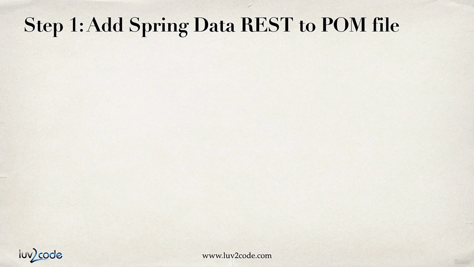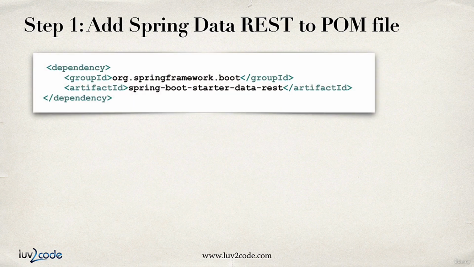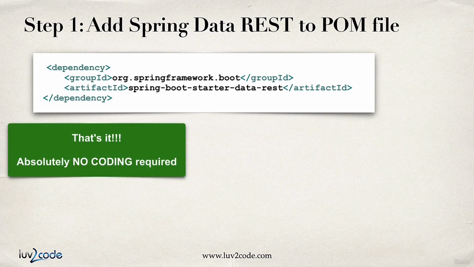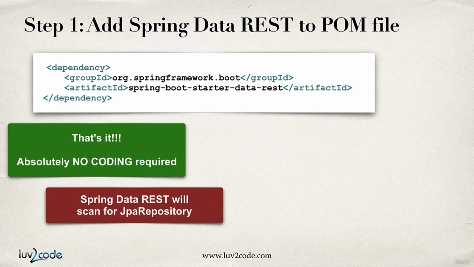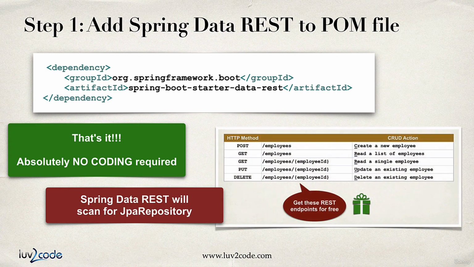So a bit more on step one, adding it to your POM file. You simply give a dependency here, and you give a reference for Spring Boot Starter Data REST. And that's it. No coding required. Spring Data REST will scan for JPA repositories and expose endpoints. And so you'll get these endpoints for free based on the various entity types in your JPA repositories.